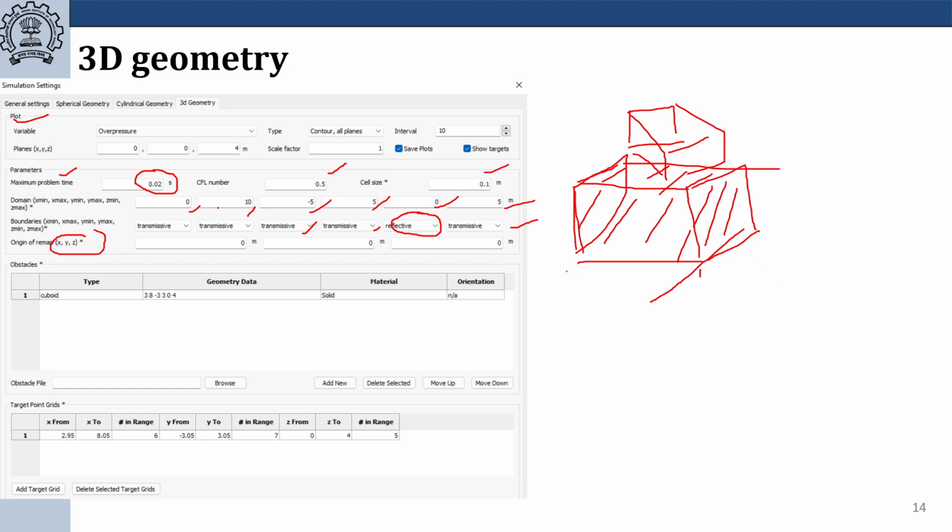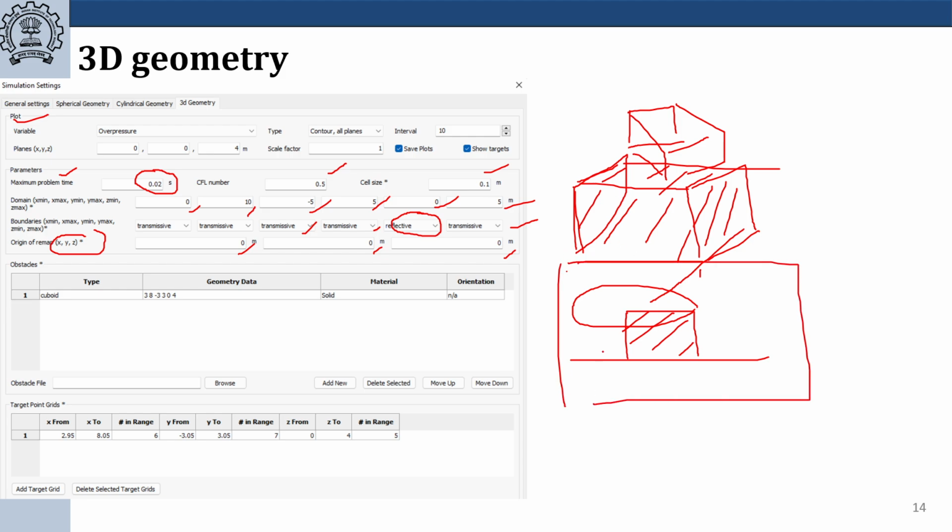Next is the origin of remap of the charge. Here you have to again choose the origin of remap. I have chosen 0 meter, 0 meter and 0 meter. At that point you already have the two-dimensional blast, and this cylinder is remapped into the three-dimensional structure. The origin will be the center of this blast, and this location will be remapped at the origin.